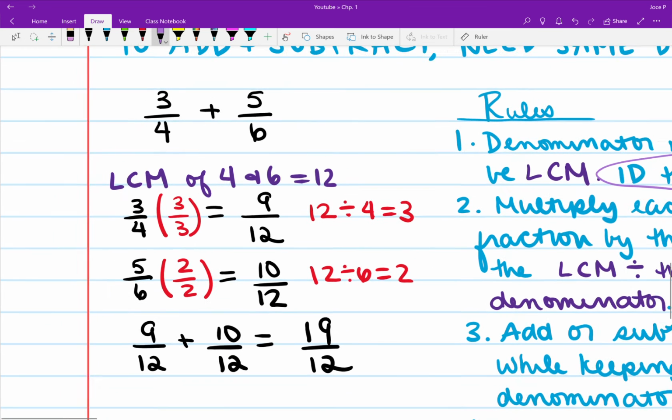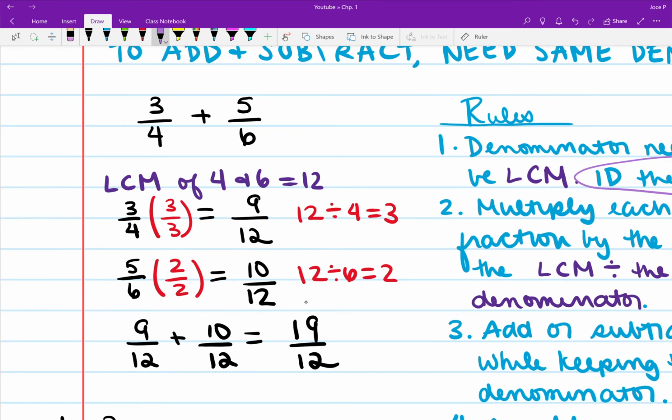3/4 plus 5/6. What is the LCM of 4 and 6? Well, the LCM of 4 and 6 is 12. So now we need to make 12 the denominator for both of them. How are we going to do that?